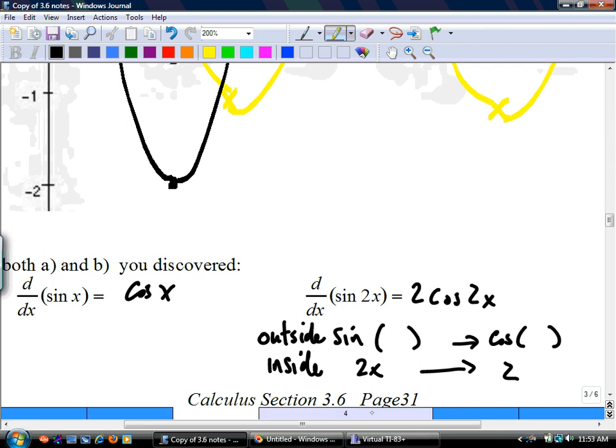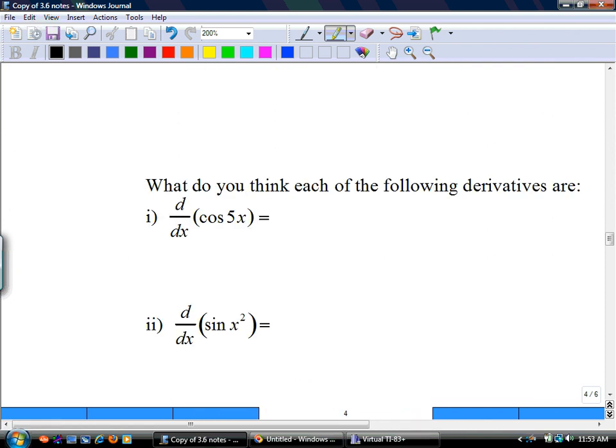Okay, flip the page. So the derivative of 5 cos x. What I'm saying to you is cos is the outside, and the inside is 5x. So you need to figure out the derivative of the outside, negative sine x, and the derivative of the inside is 5.